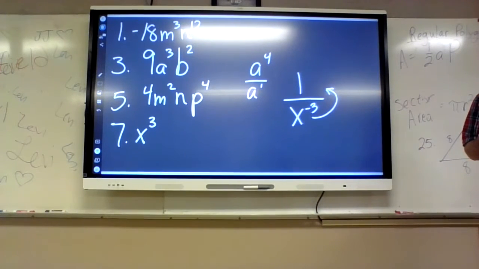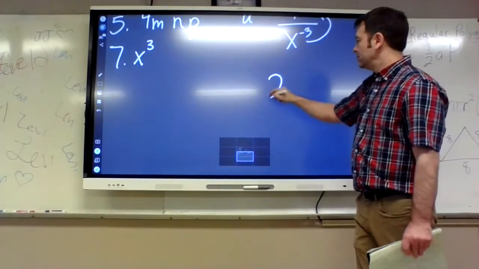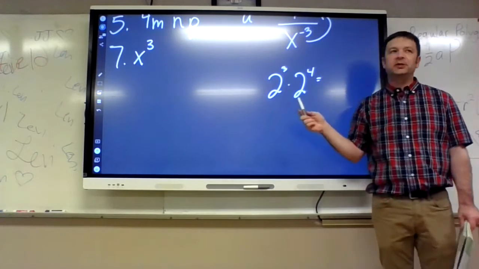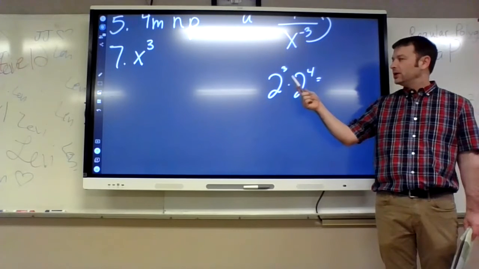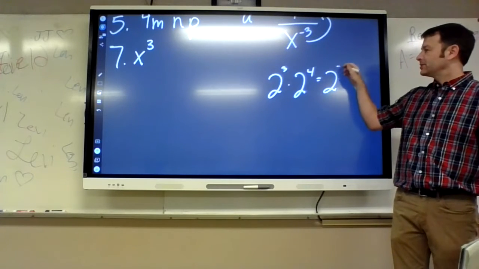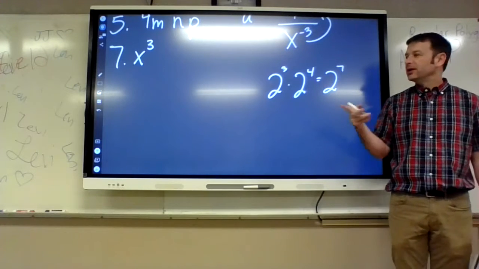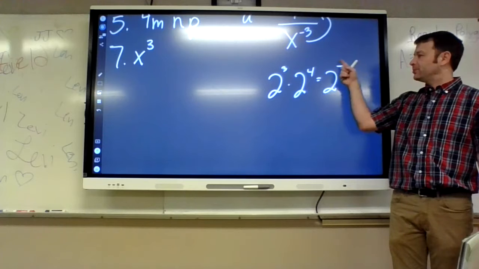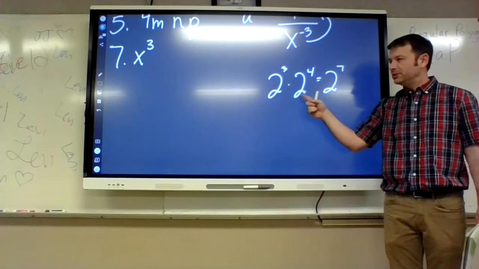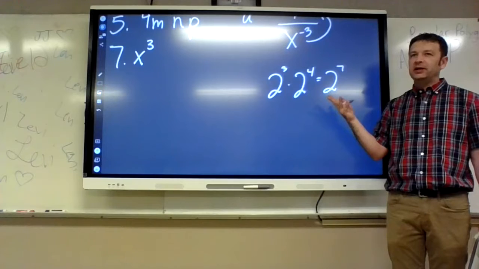Okay, number 9. Actually, before we do 9, let's talk about this really quick, because this confuses most people when they first see it. What's 2 to the third times 2 to the fourth? 7. Okay, why is it not 4 to the seventh? Because this is telling us to multiply 2 together 7 times. So if you already multiplied 2 of the 2's together, it's going to screw it up.